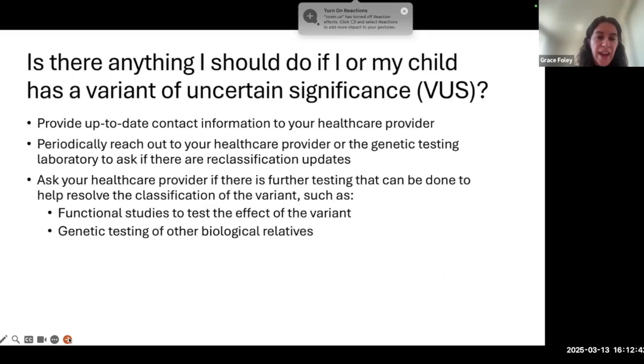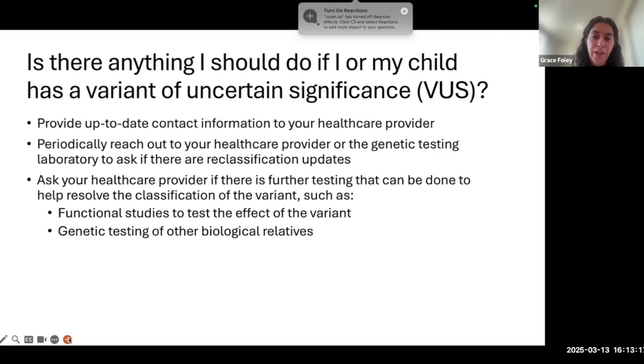If you or your child has a variant of uncertain significance in the KCNT1 gene, there are other steps you can take in addition to monitoring for KCNT1-related epilepsy. One important step is to make sure that you have provided up-to-date contact information to the healthcare provider who ordered the genetic testing. This is so that they can contact you if the variant is reclassified as benign or pathogenic. You can also reach out to your healthcare provider or to the genetic testing laboratory from time to time to ask if there are any reclassification updates for the variant.